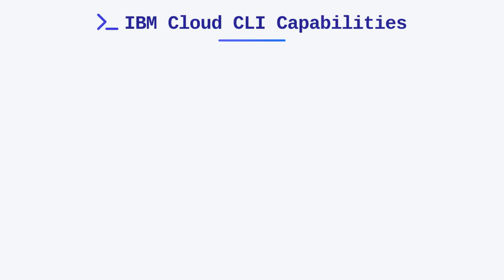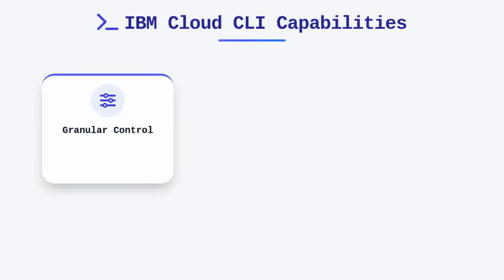Once you are logged in and targeted, the CLI allows you to perform highly granular operations across the IBM Cloud ecosystem. You can provision or terminate virtual server instances, attach storage volumes, and modify networking components like subnets or security groups directly from your terminal.